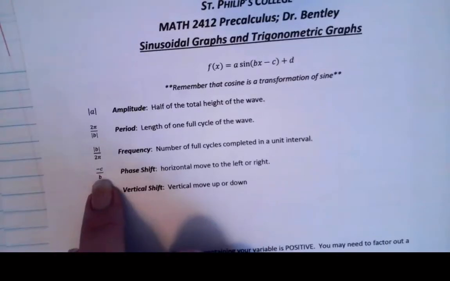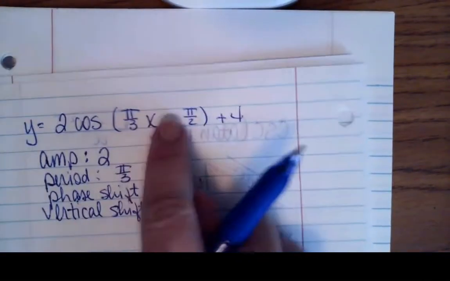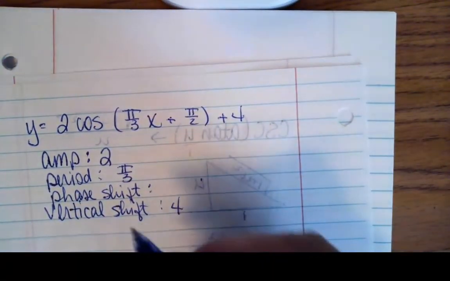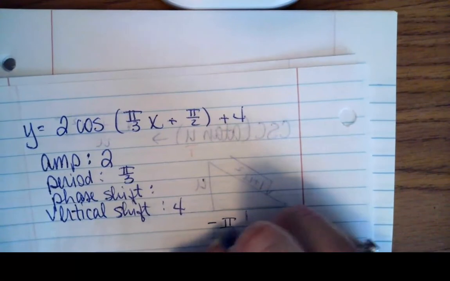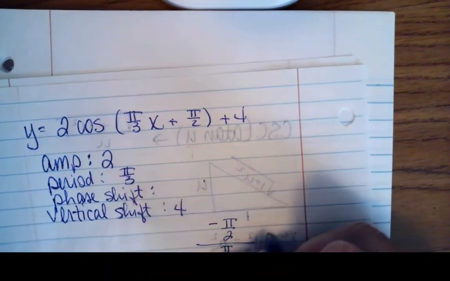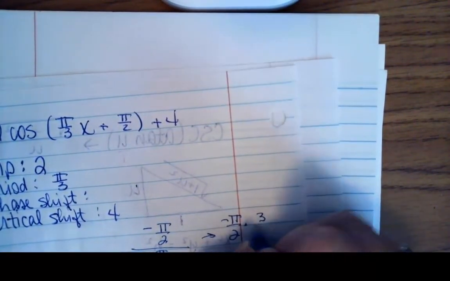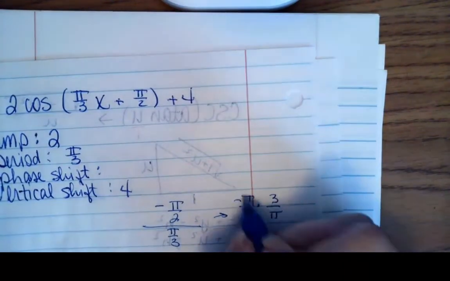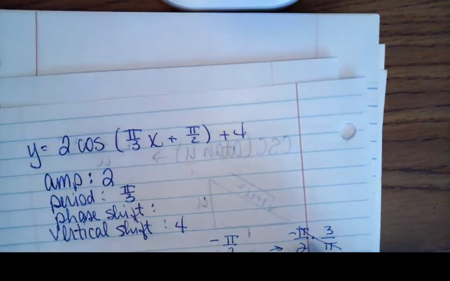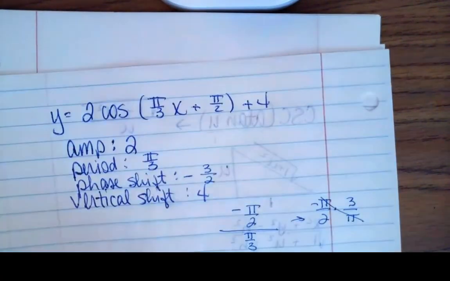So your phase shift is a negative c over b, so you might want to consider putting this kind of stuff in there. So your phase shift is a negative c, which is going to be a negative pi over 2, over b, which is pi over 3. And when I clean that up, I get a negative pi over 2 times 3 over pi. So that reduces, so my phase shift is a negative 3/2. And there's no reflection across x or y.